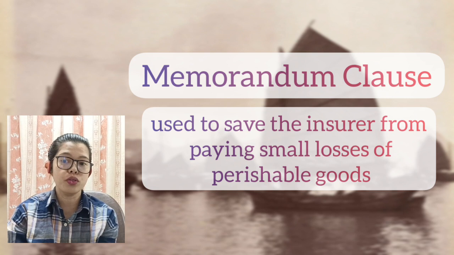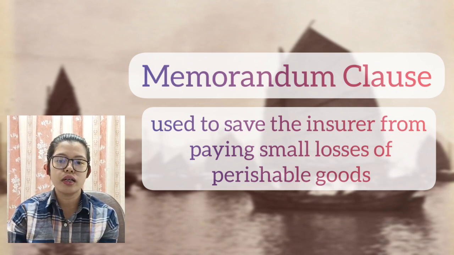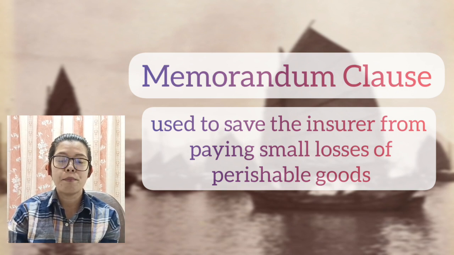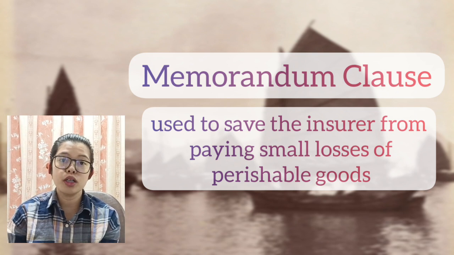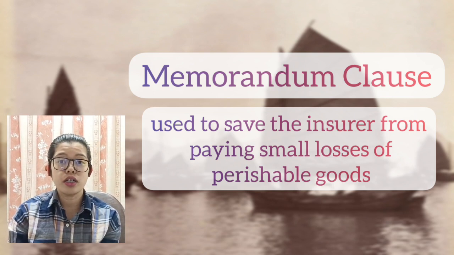Next one is the memorandum clause. Sometimes perishable goods are the subject matter of the insurance, and this clause is used to save the insurer from paying small losses of perishable goods. Under this clause, the insurer is not liable for partial losses. For some commodities, this loss is actually allowed up to 50%. However, if there is a general loss, the insurer will still be liable to pay for the loss.